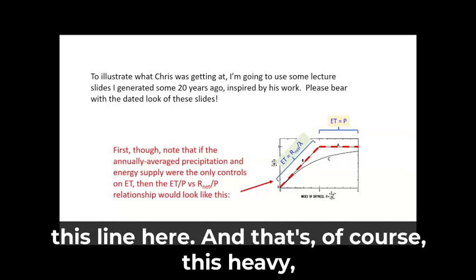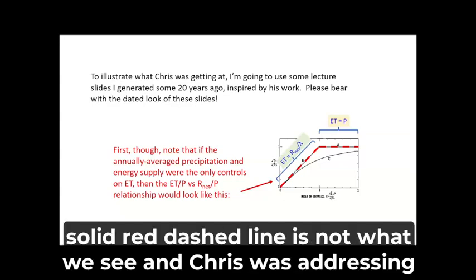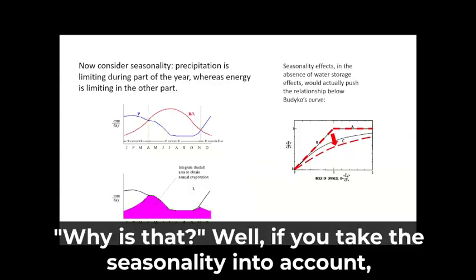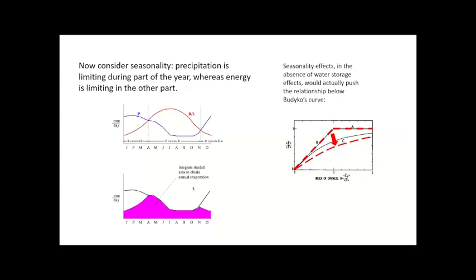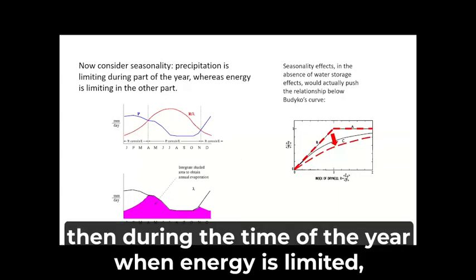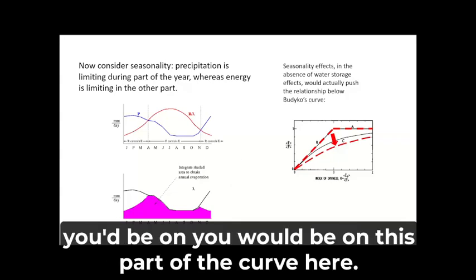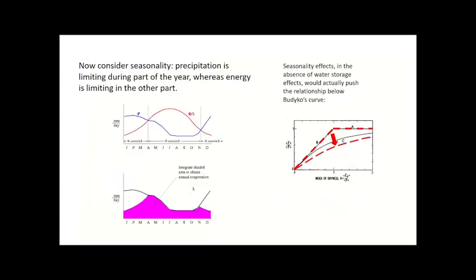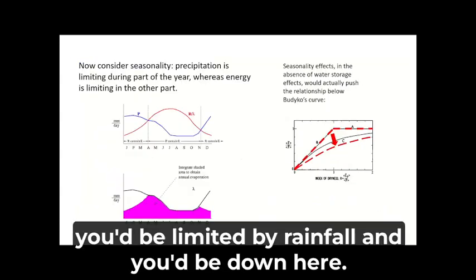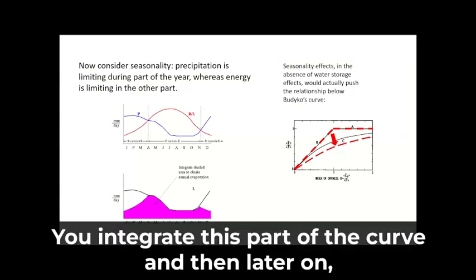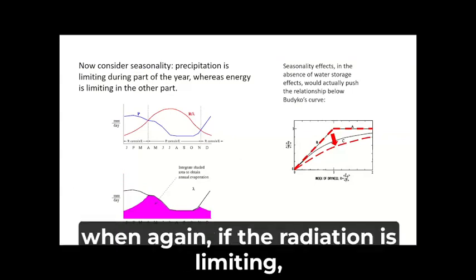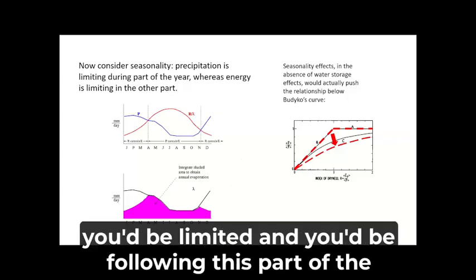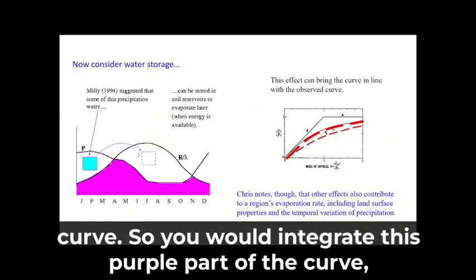And of course, this heavy red dashed line is not what we see, and Chris was addressing why that is. Well, if you take seasonality into account, then during the time of year when energy is limited, you would be on this part of the curve here. Then, in this idealized example, during the time of year when water is limiting, you'd be limited by rainfall, and you'd be down here. And later on, when the radiation is limiting again, you'd be following this part of the curve. So you would integrate this purple part of the curve.